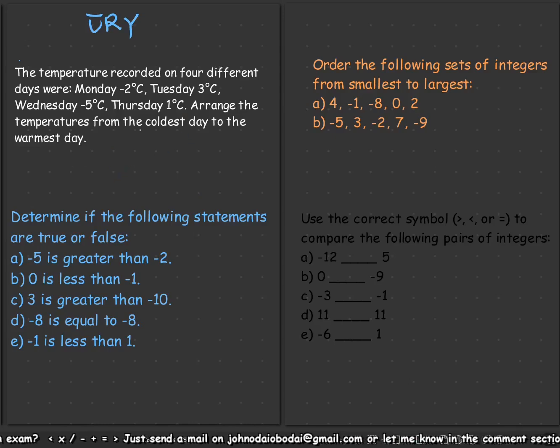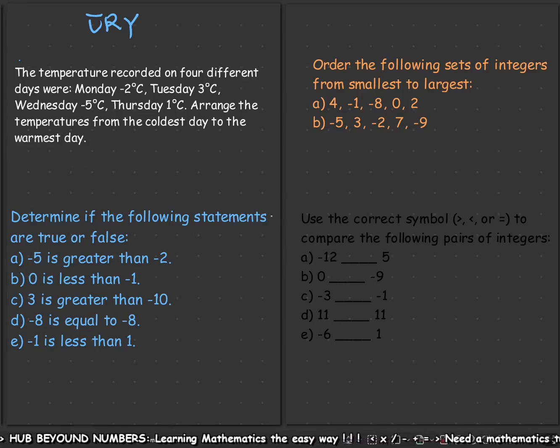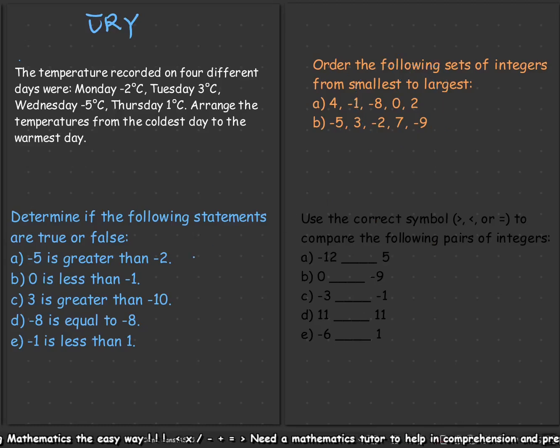The first one involves a word problem, so you have to read and understand. It says the temperature recorded in 4 different days, Monday, Tuesday, Wednesday, and Thursday, were -2, -2, 3, -5, and 1. And you have to arrange from the coldest day to the warmest day. Know that the most negative is always the coldest, and it goes in that order. Then in this one you have to determine if the following statements are either true or false. Then you have the third one here, and then this is your fourth one.